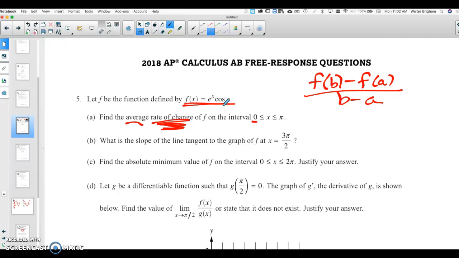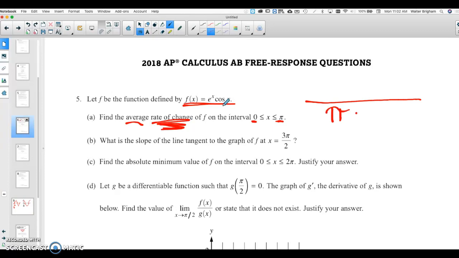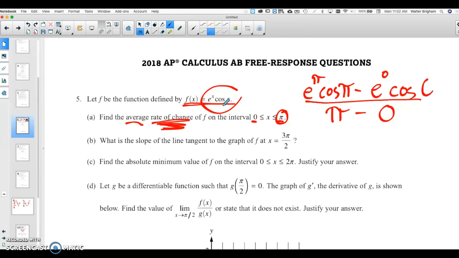So, for example, if I want the slope between 0 and pi, or average slope, I'm going to literally fill those things in. Do my b minus a on the bottom, pi minus 0 on the bottom, and I'm going to fill in pi into the equation. e to the pi cosine pi, minus e to the 0 cosine 0. That's it, Joe. You don't have to fill in the numbers. If you really feel you need to, you can find those values. They don't want you to find them. They just want you to do that.